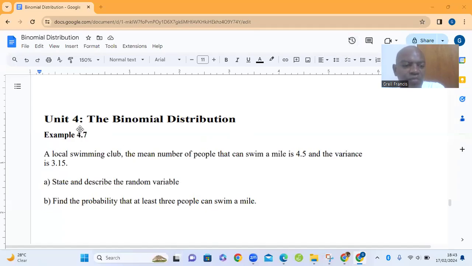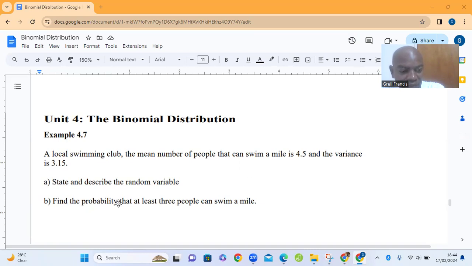This video is on Unit 4, the binomial distribution, example 4.7. It says in a local swimming club, the mean number of people that can swim a mile is 4.5 and the variance is 3.15. So the mean is given and the variance is given, okay? And the random variable here seems to be the number of people that can swim a mile.